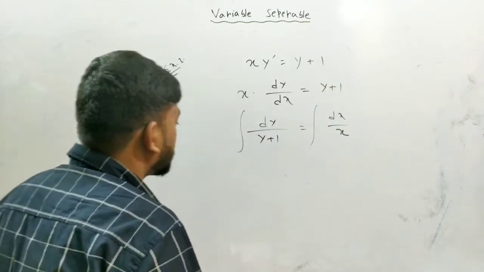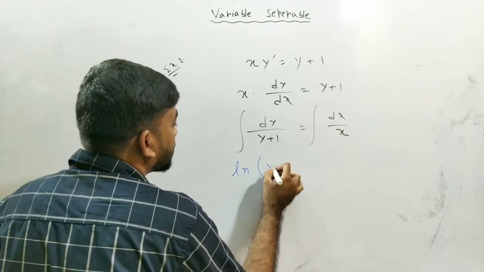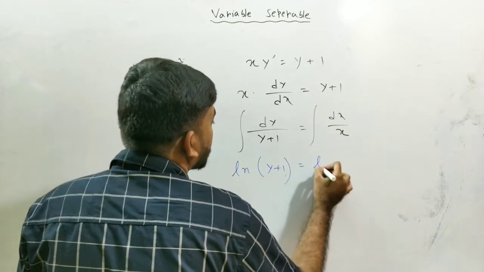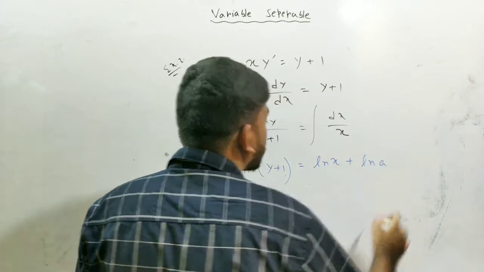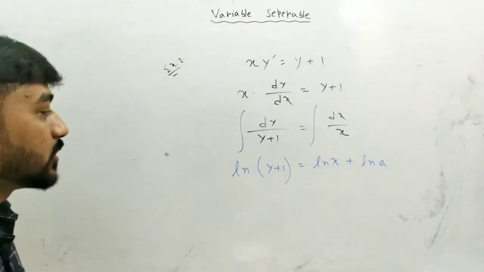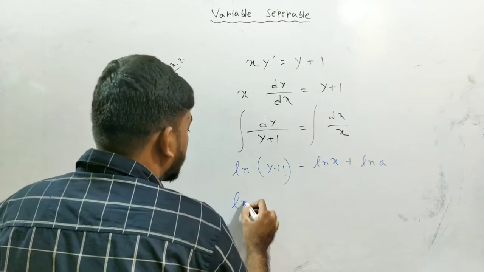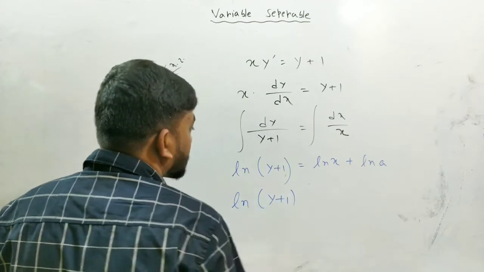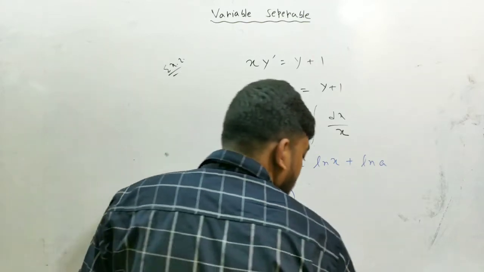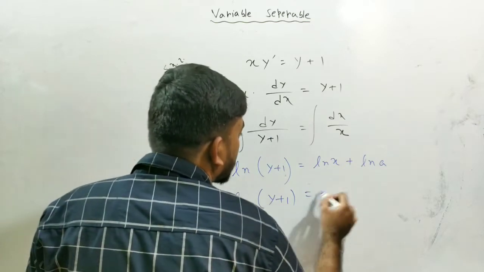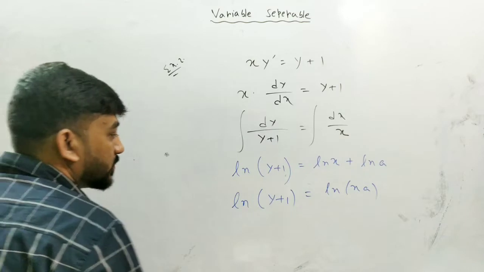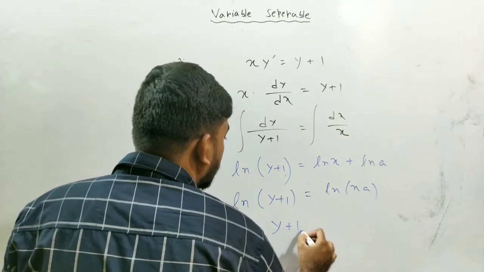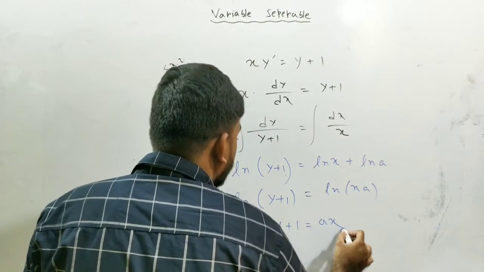Okay, so this will be your ln(y+1) = ln x + a constant, let me take it as ln a. So what will be your solution? It will be ln(y+1) = ln a + ln x = ln(ax). So it will be something like this: y + 1 = ax. So this is your solution.